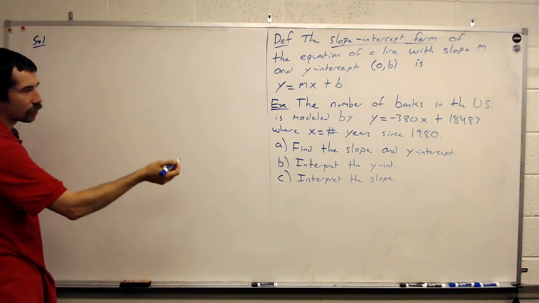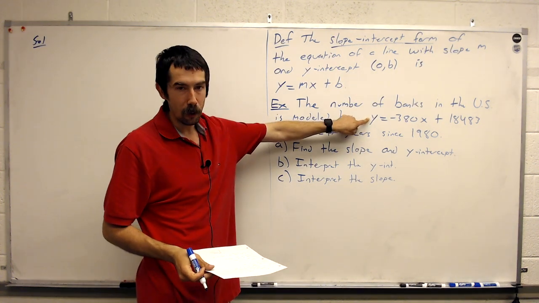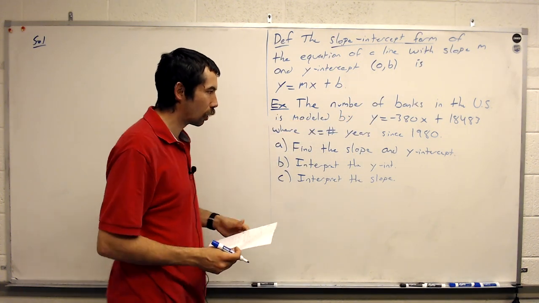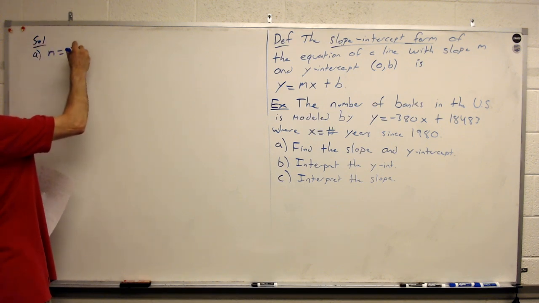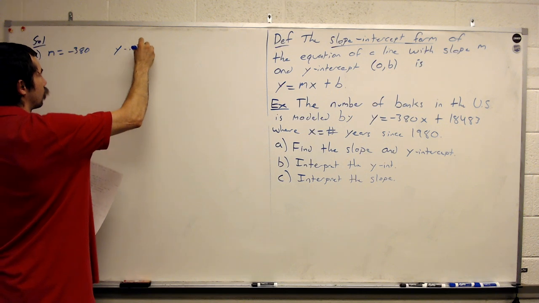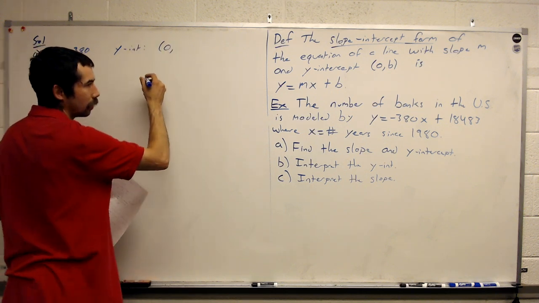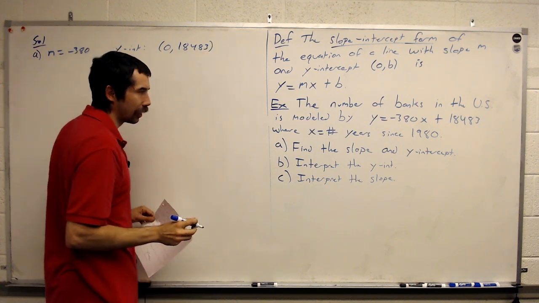So A, find the slope and the y-intercept. The equation is written in slope-intercept form, so we just have to read them off. The slope is negative 380, and the y-intercept is the point (0, 18,483).